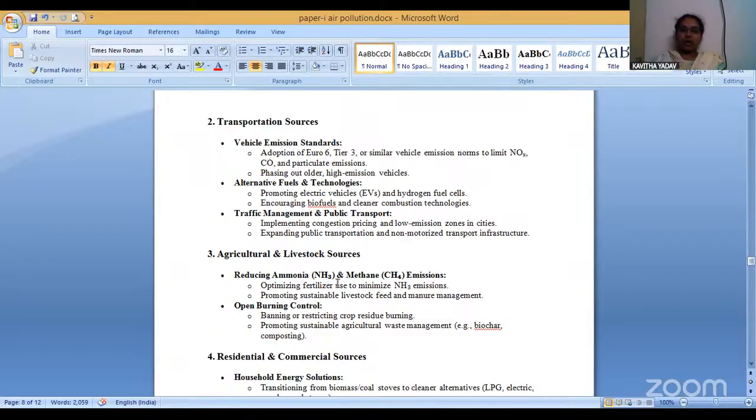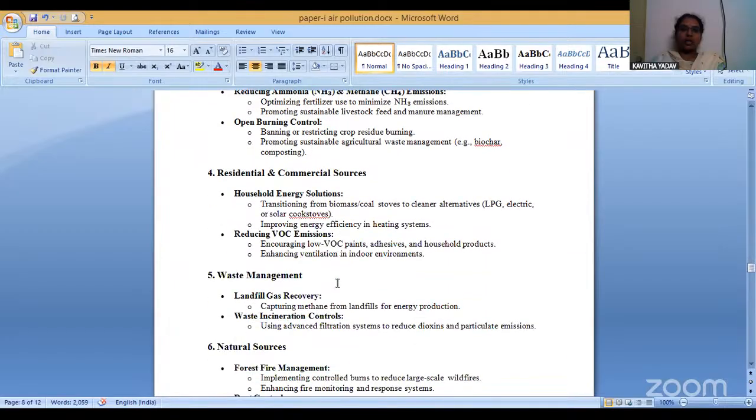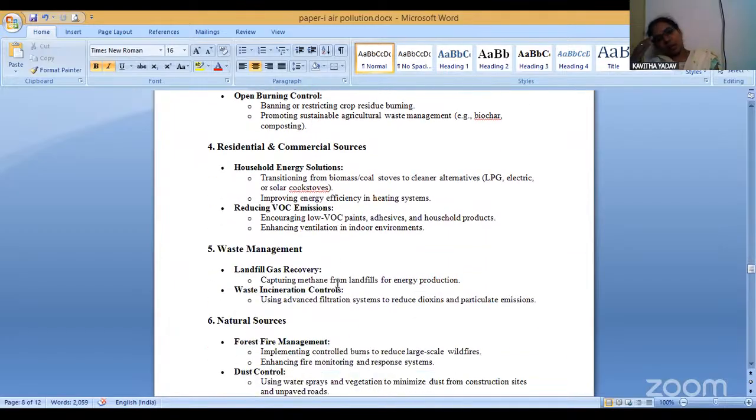Okay. Then coming to the fourth one, that is residential and commercial sources. Household energy solutions. The first one is household energy transitioning, from biomass and coal stoves to cleaner alternatives like LPG, electric and solar cookstoves. Okay, this is already done. All the things which were practiced in this part, the first point.